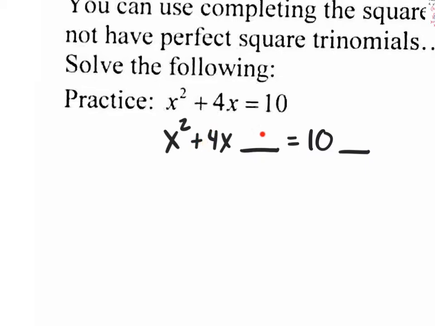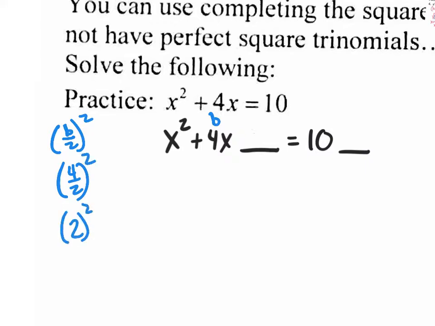So what's my perfect c value going to be? Say again? 4. Okay, so again, you take the b value, you take half of b, and then you square it. So that's 4 divided by 2 squared. So that's really 2 squared. What's 2 squared? 4. So our perfect c value is 4.